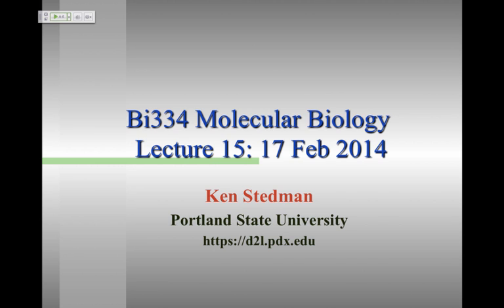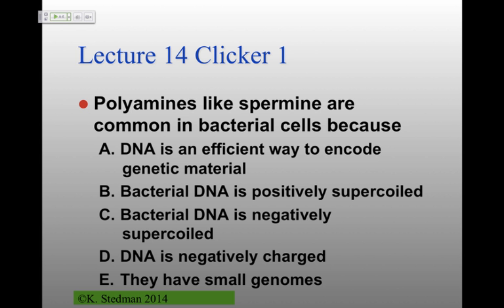No. Okay. Then let's move on and start our clicker questions for today. Polyamines, like spermine, are common in bacterial cells because DNA is an efficient way to encode genetic material. Bacterial DNA is positively supercoiled. Bacterial DNA is negatively supercoiled. DNA is negatively charged. They have small genomes.